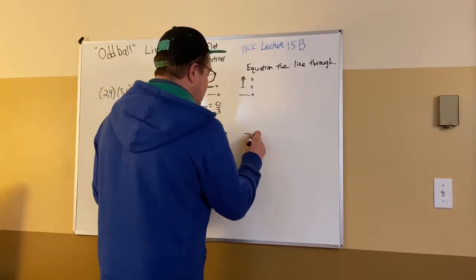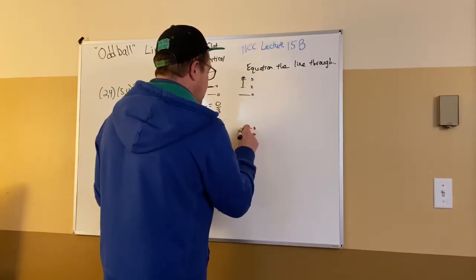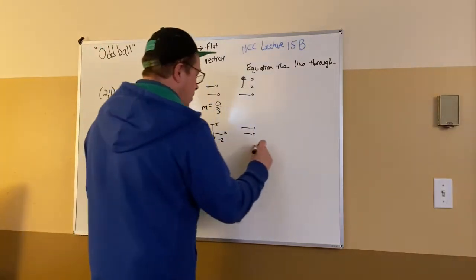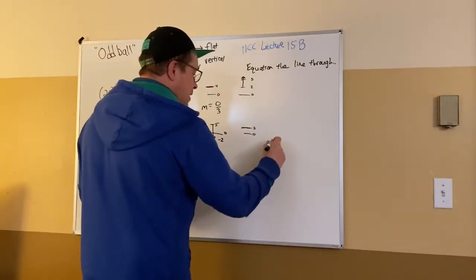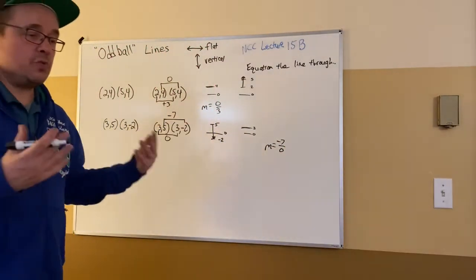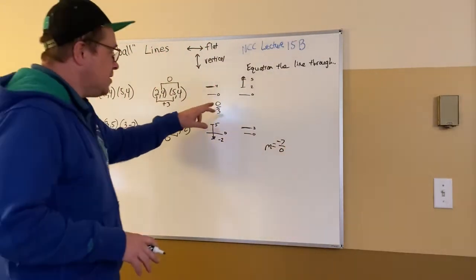Now this other one is from 3 to 3. So here's my 0, and I start on floor 3, and I don't go up or down at all, and I stay right there, and that's a 0. And therefore on this one, M equals negative 7 over 0. It doesn't matter to me that it's negative or positive. What matters is where the 0 is. The other one is 0 divided by 3.